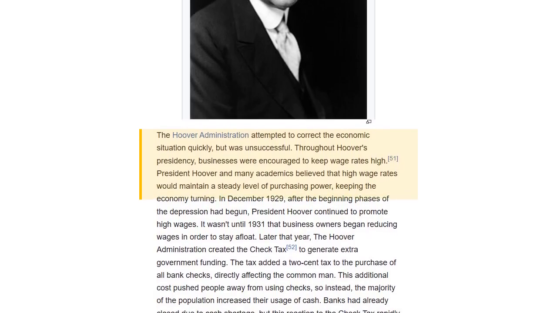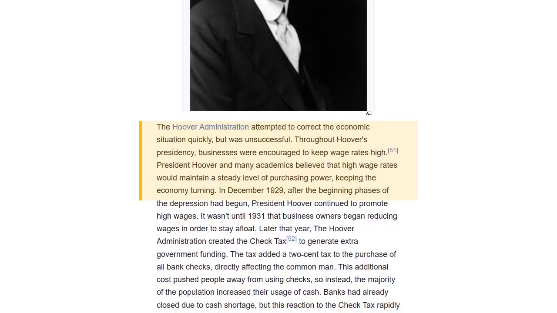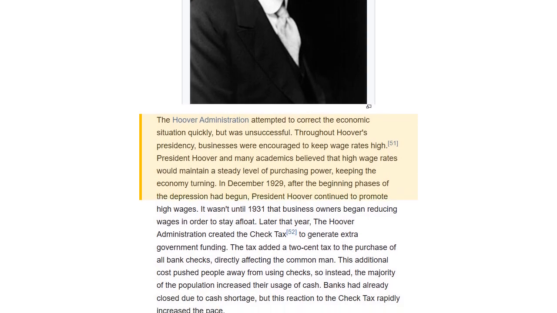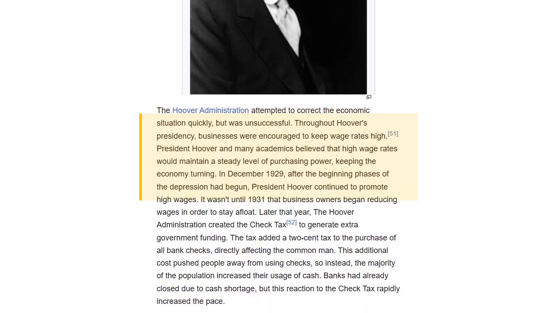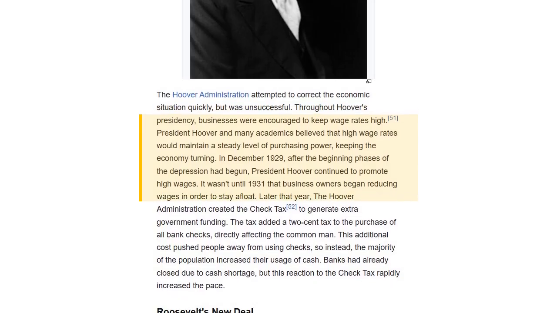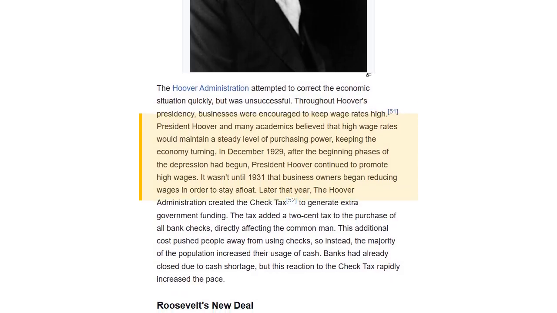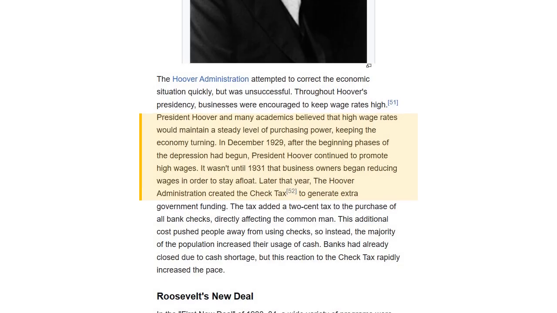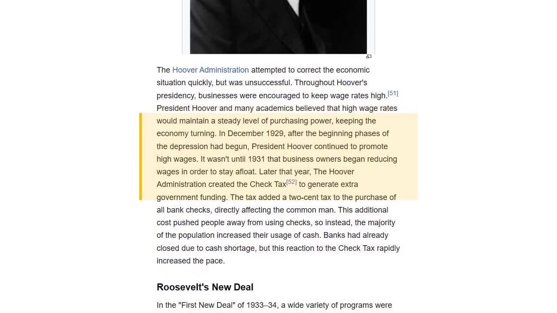Throughout Hoover's presidency, businesses were encouraged to keep wage rates high. President Hoover and many academics believed that high wage rates would maintain a steady level of purchasing power, keeping the economy turning. In December 1929, after the beginning phases of the Depression had begun, President Hoover continued to promote high wages.